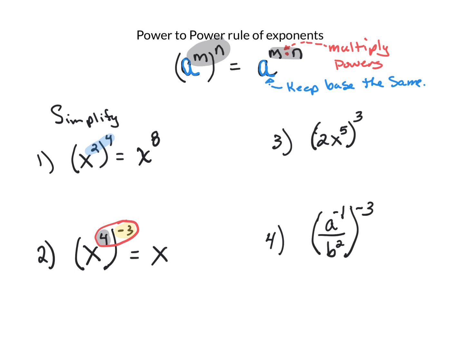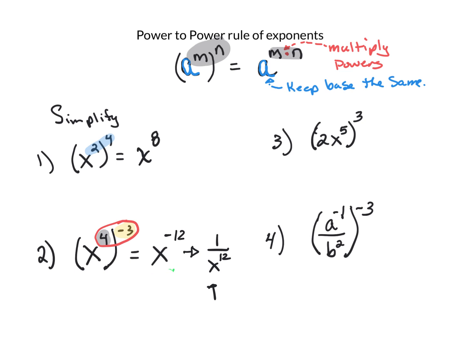So 4 times a negative 3 is a negative 12. Now, many of us mathematicians, while this is a legitimate answer, a lot of us kind of agree that we will not leave our final answer with a negative exponent. So if you go back to your rules of negative exponents, you can write this as 1 over x to the positive 12. And that way you do not have a negative exponent. So find out whether your teacher wants you to stop there or whether they want you to rewrite it without any negative exponents.